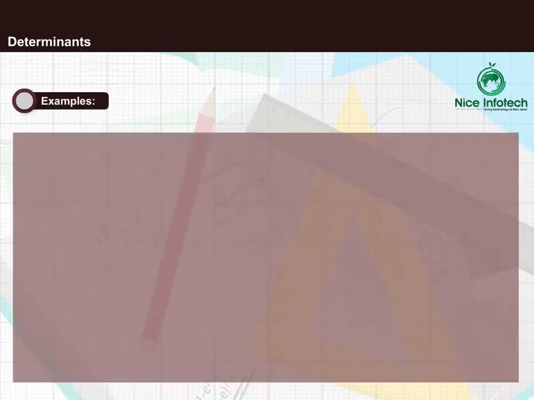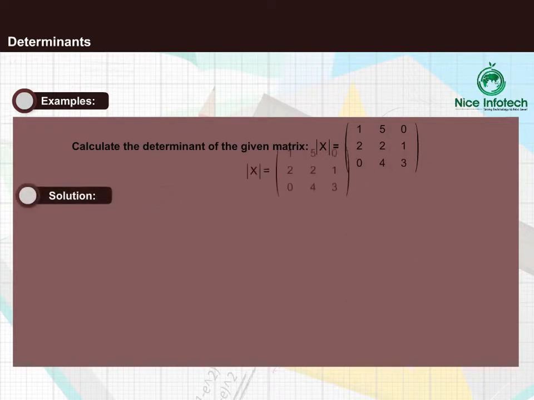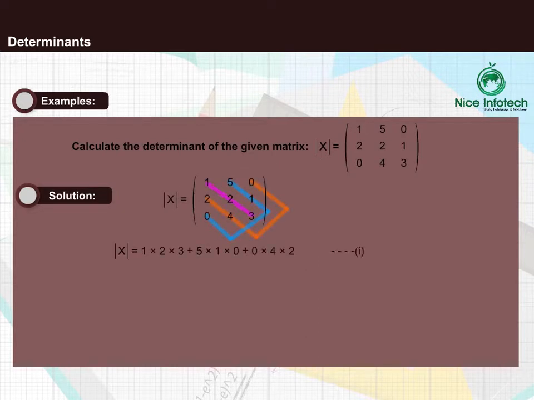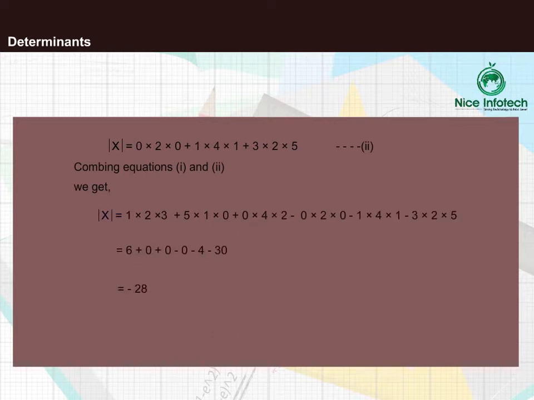For example, calculate the determinant of the given matrix X equal to 1, 5, 0, 2, 2, 1, 0, 4, 3. Solution. Given X matrix is, calculating determinant of X finally gives us determinant of X as minus 28.